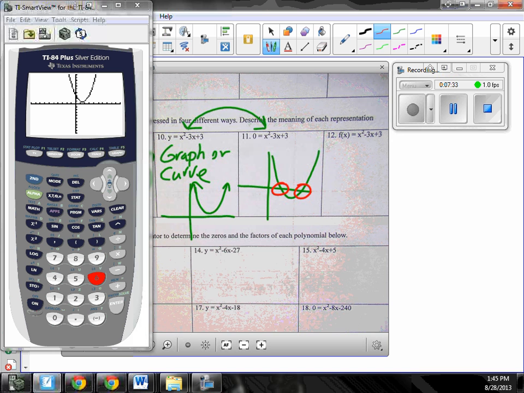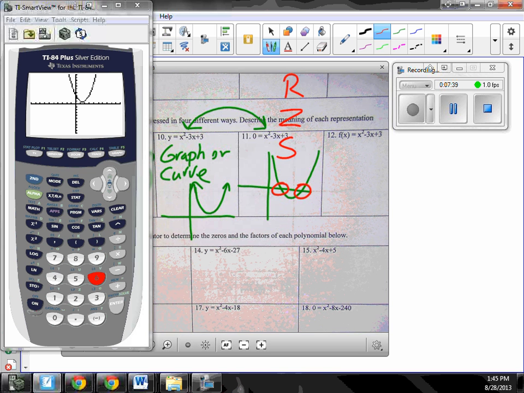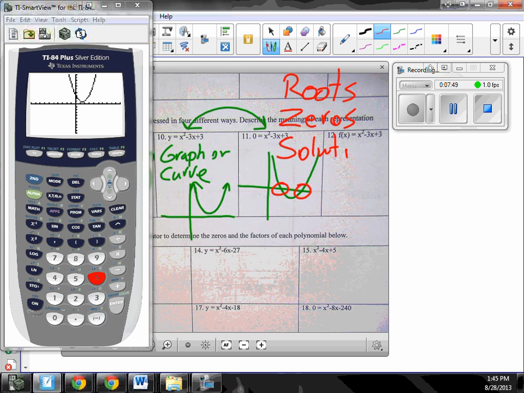Let me give you some hints. Roots. That's one. Zeros. And the other is called a solution. And all 3 of them mean the same thing. Okay?